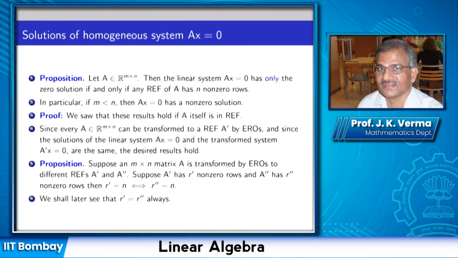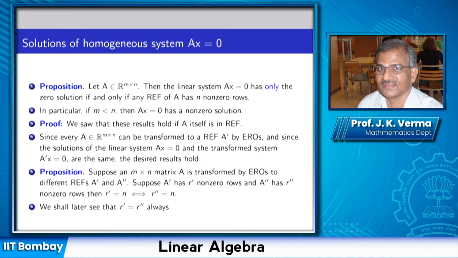of equations. Now let's look at some qualitative aspects of homogeneous systems of linear equations. So suppose I have an m by n matrix, and then we consider the linear system Ax equal to 0. Then it has only the 0 solution if and only if the row echelon form of A has n non-zero rows. Here n is the number of rows, and we want to see whether the homogeneous system of linear equations has exactly one solution, namely the 0 vector.